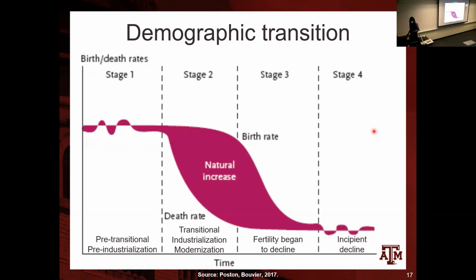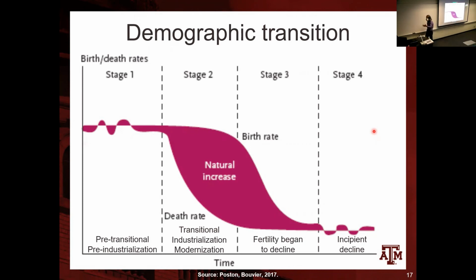And then when people start to realize, hey, it's expensive to have children, to have 6 children. And we don't have to have so many children for them to survive to older ages. We can have fewer children, both because it's expensive and also because they will reach older ages, 2 or 3. Then fertility starts to decline in this third stage. And what happens? Natural increase kind of declines. Birth rate minus death rate declines here. So the population doesn't grow as fast as we saw here.